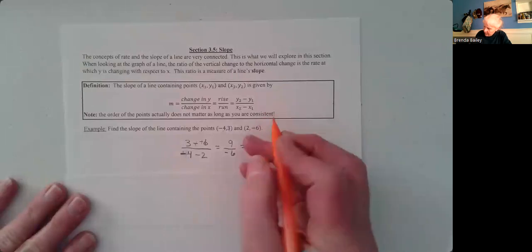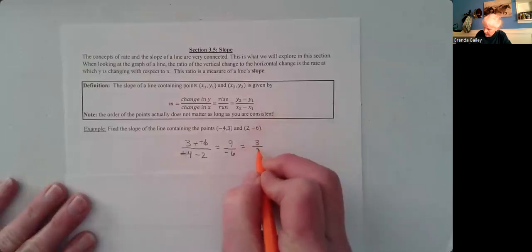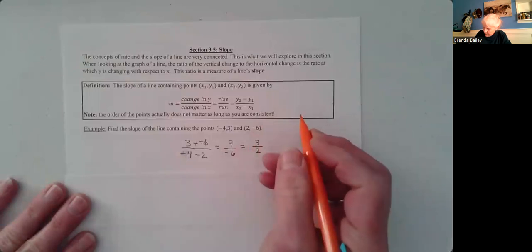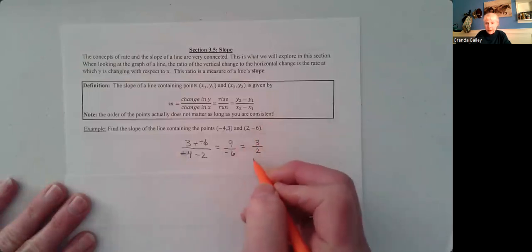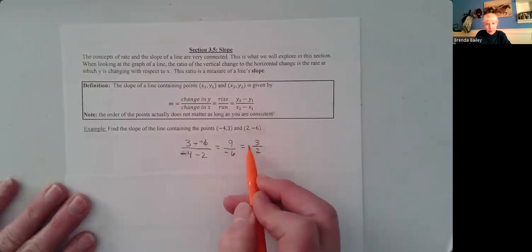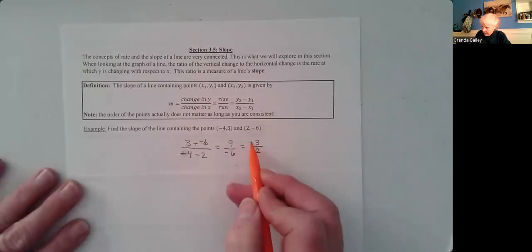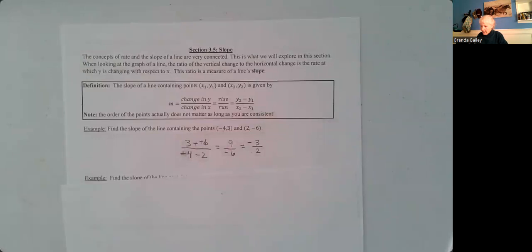All right, so what we have, we'll divide them both by 3. And you may have a calculator that reduces for you. It doesn't matter where you put the negative. You can put the negative with the 3. You could put the negative in between by the line, or you can put the negative there. As long as you've got a negative somewhere, it's fine. I'll put the negative with the 3. So your slope is -3/2.